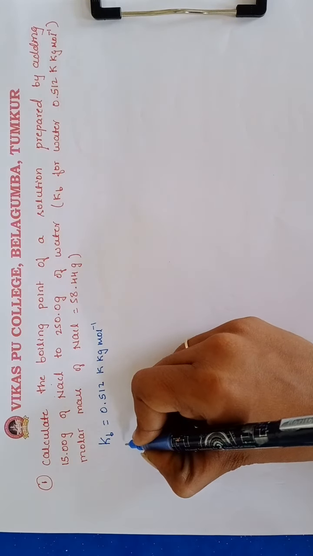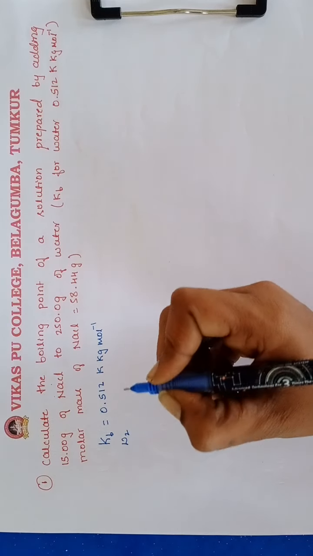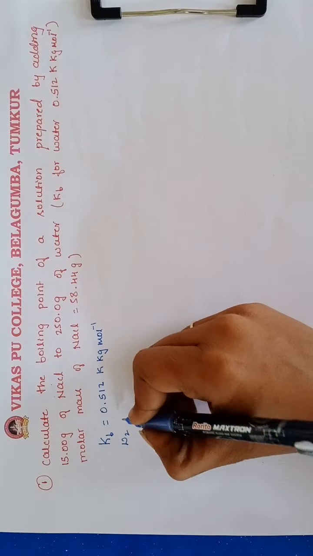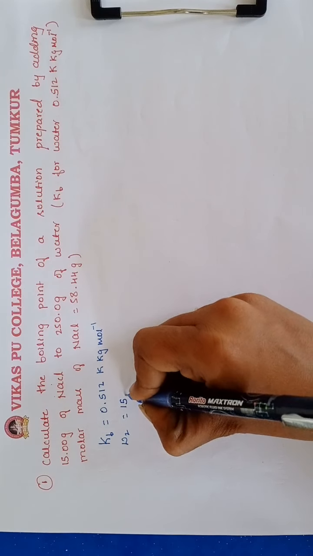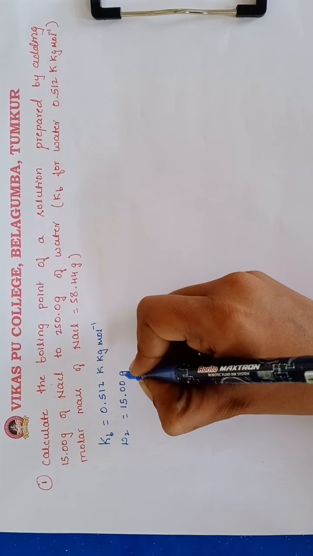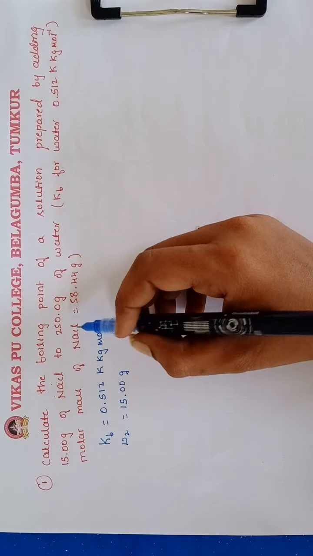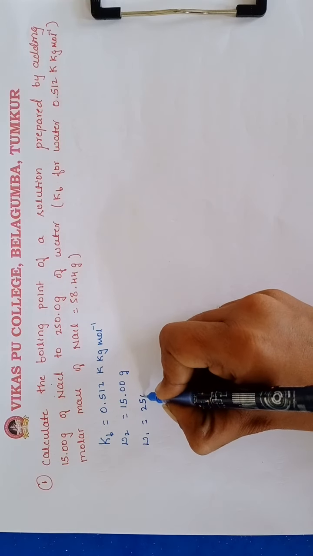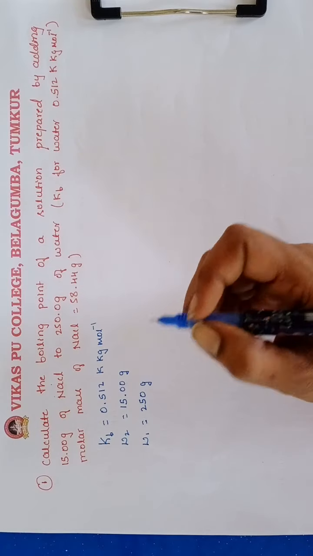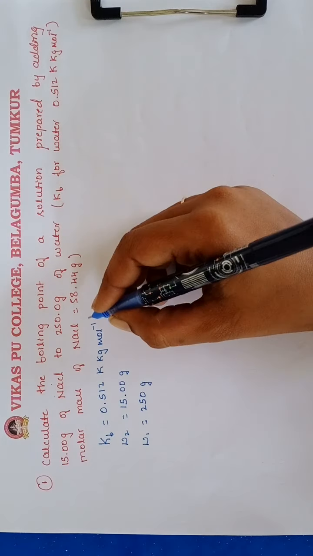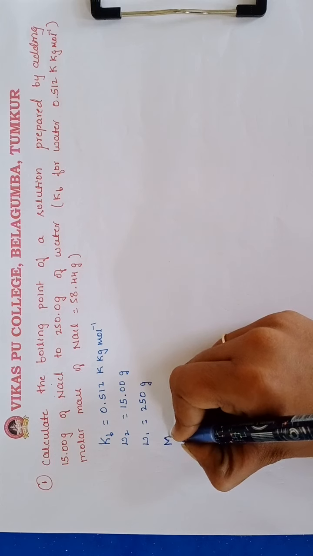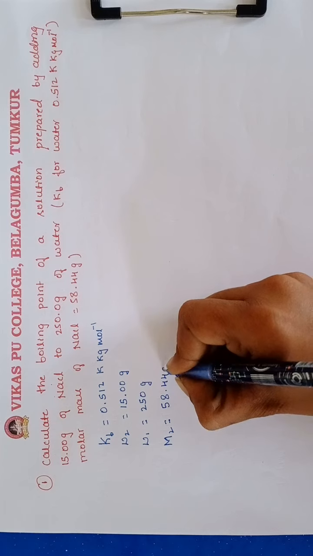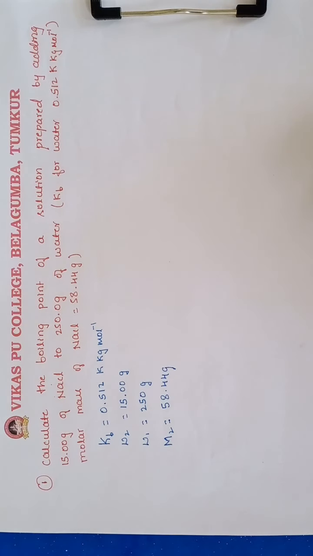And W2 is nothing but the mass of the solute, how much they are given, that is 15.00 gram. Then the mass of the solvent is also given, that we are going to take as W1, that is 250 gram. Then the molar mass of the solute, that is going to be M2, is 58.44 gram. This is the molar mass of the solute.